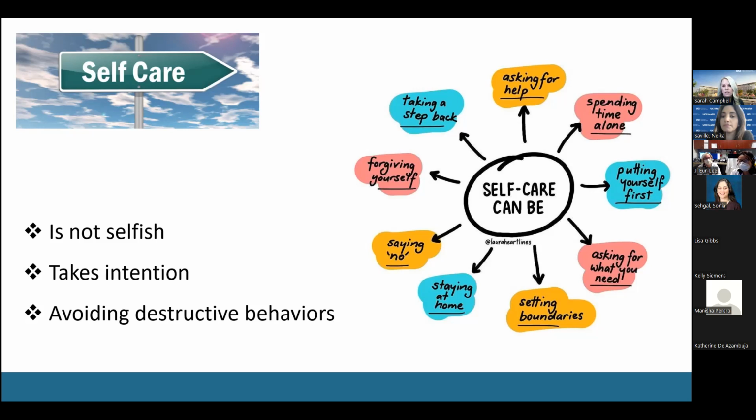When you make a mistake, forgiving yourself. So these also are really important aspects of self-care that I mean to discuss.